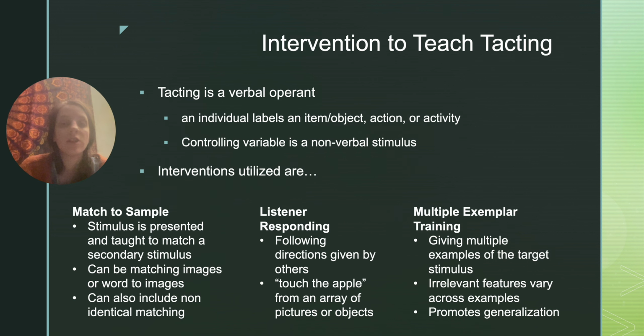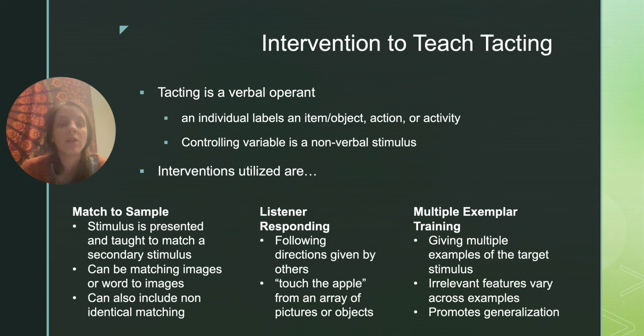So, the intervention to teach tacting. Tacting is a verbal operant. It's when an individual labels any item or object, an action or activity. It could also be a feeling, any sort of label. The controlling variable is a nonverbal stimulus, so it's something they see or feel, want to do.